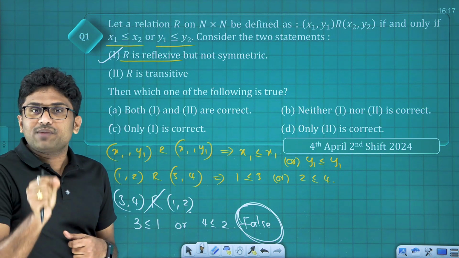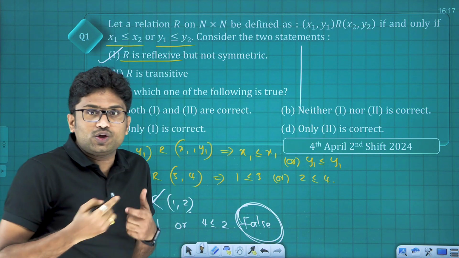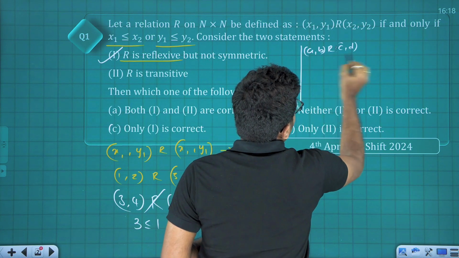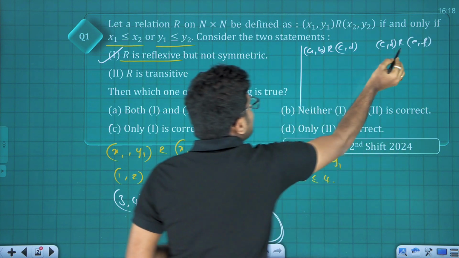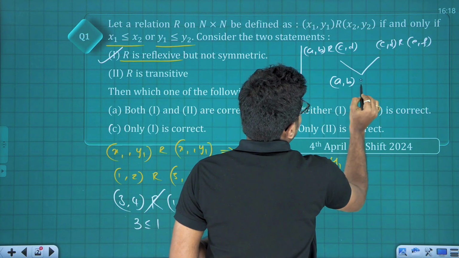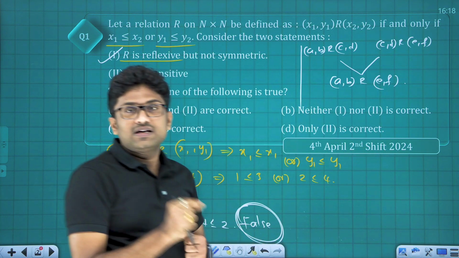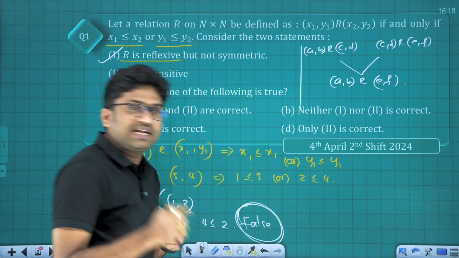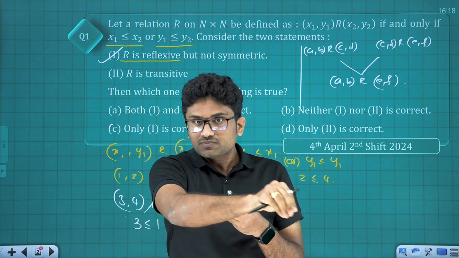Now coming to the validity of the second statement, we have to check whether it is transitive or not. What do we mean by transitive? (a, b) is related to (c, d), and (c, d) is related to some (e, f). If these two are true, and from these two, (a, b) is related to (e, f), then such a relation is said to be a transitive relation. So in that case, what do we do? We'll take a counter example to say that it is not transitive.